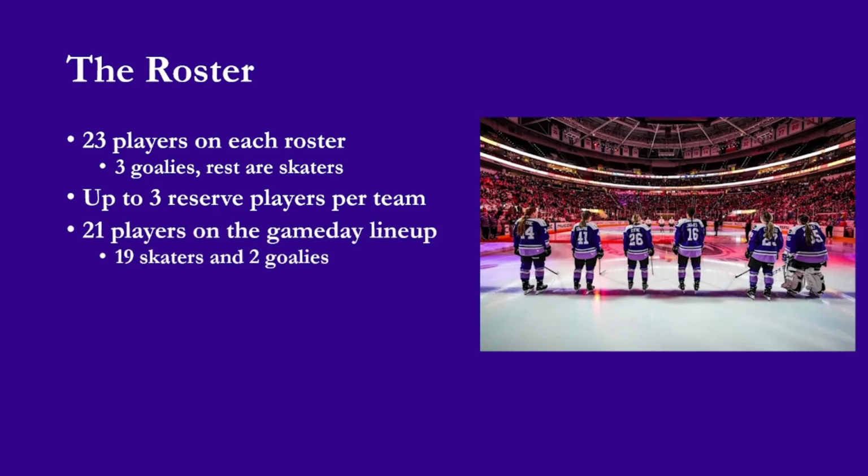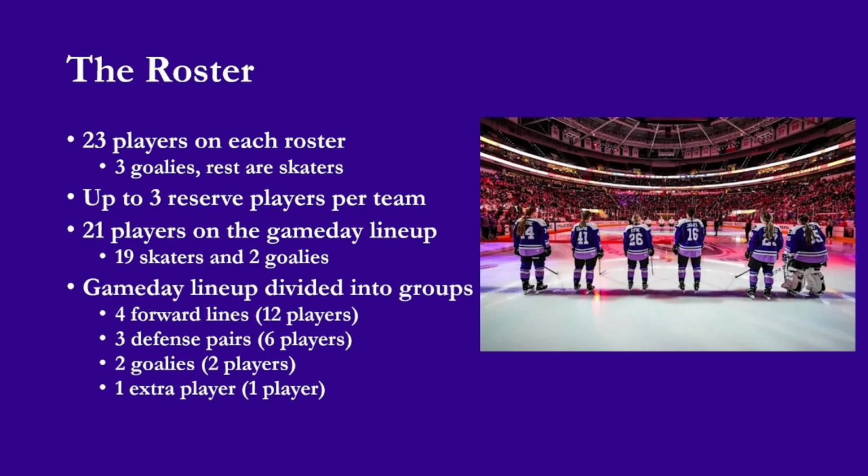For a game day lineup, teams will submit 21 of those 23 players on it. 19 are skaters and 2 are goalies. Thus, 1 skater and 1 goalie will be considered scratched for the game and will not be in uniform or available to play by that team during that game. The game day lineup is typically divided into these 4 groups: 4 forward lines, 3 defensive pairs, 2 goalies, and an extra player that plays either offense or defense. I'll go into this a bit more on the next slide.